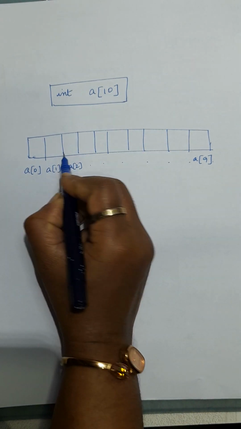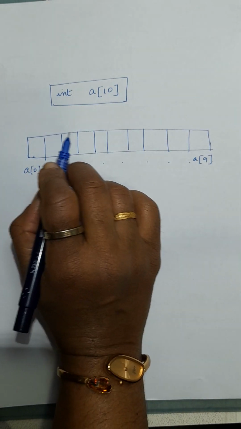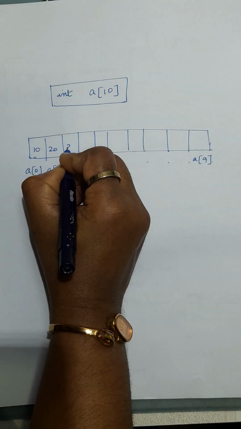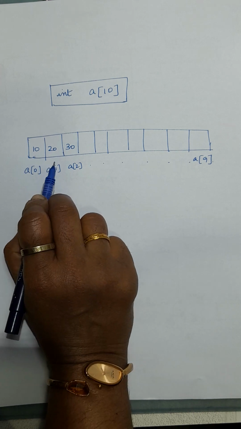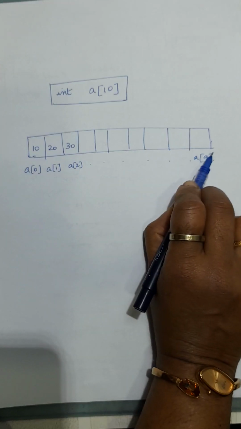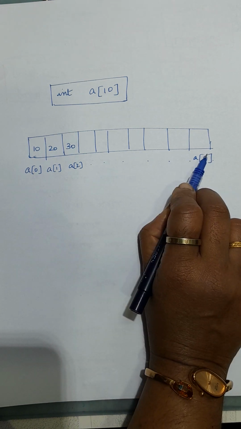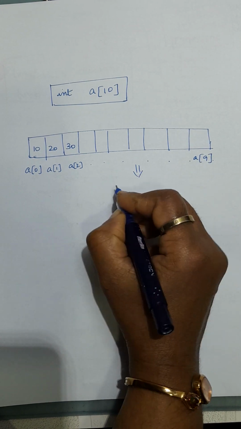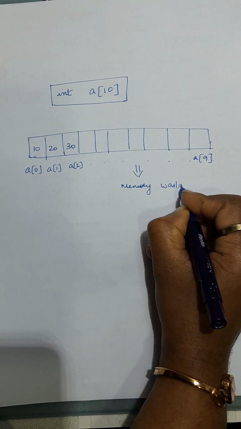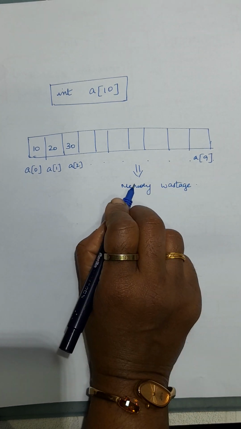Now suppose instead of 10, at this moment I would like to store only 3 values: 10, 20 and 30. Only 3 blocks of data are stored here, but the remaining reserved memory I'm not using at present, which means it goes as memory wastage. There is memory wastage at this instance.